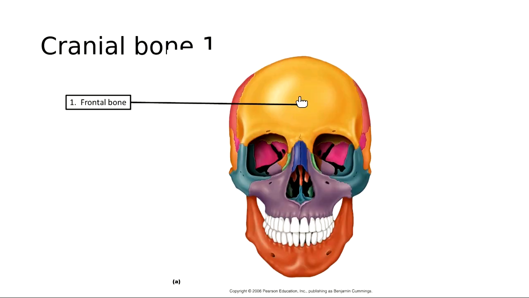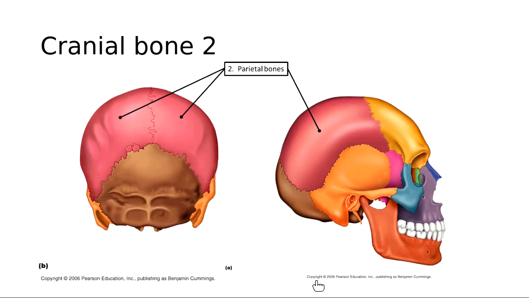The first one is the frontal bone. You see it's on the front of the skull. So it's called the frontal bone, top of your orbits and the front part of your skull. Then you have 2 that form the walls, the parietal bones. Remember, parietal means wall. And so it forms the 2 side walls of the cranial cavity.